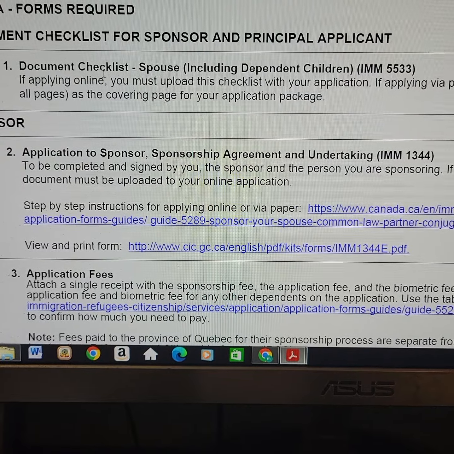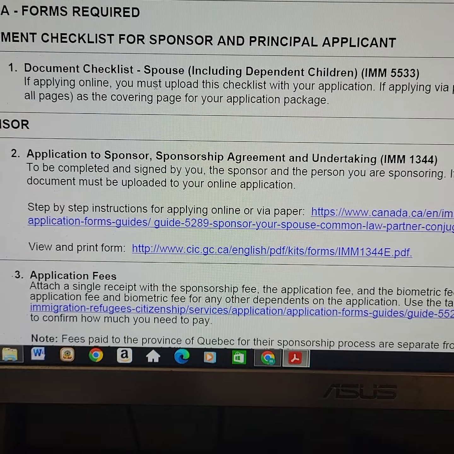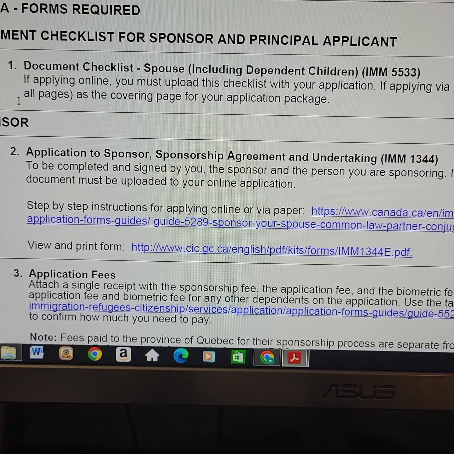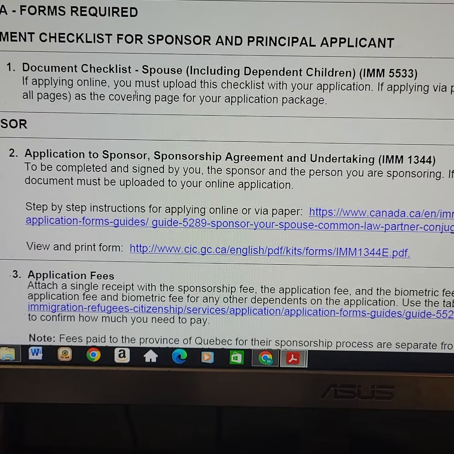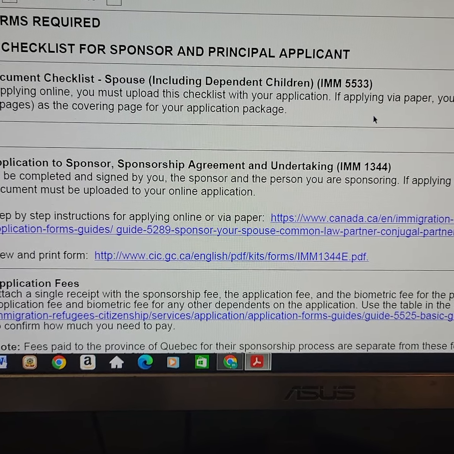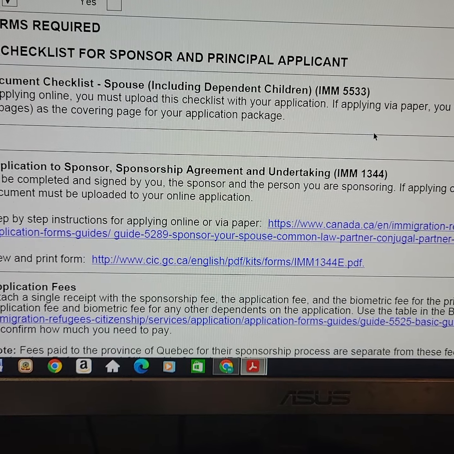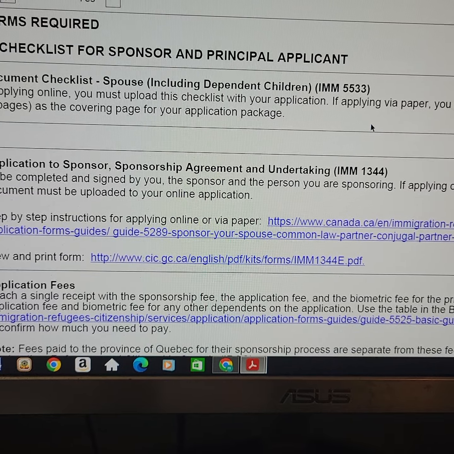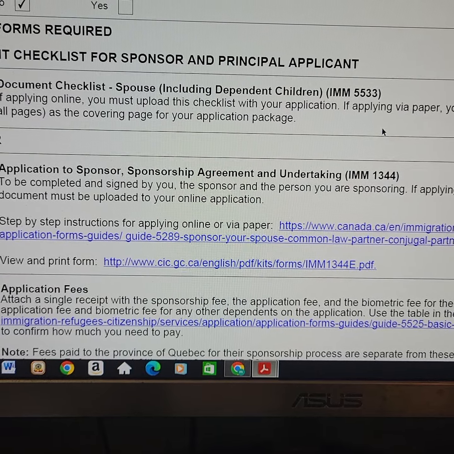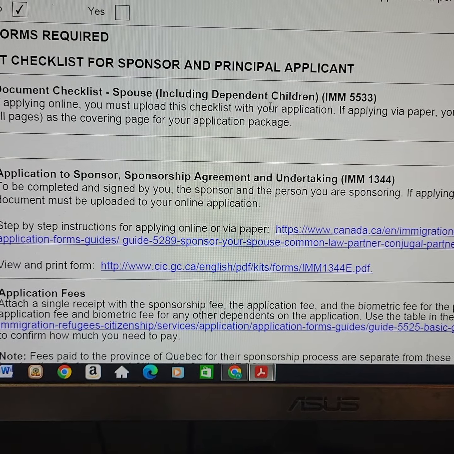Number one, document checklist. Everything that you're checking off means that this is what you are putting into your application. So this would be the document checklist, okay? And this includes dependent children, IMM 5533 form. This would be the form filled out only by the principal applicant. Okay, so if you're a Canadian citizen and your spouse is in Morocco and they've been married before and they have children from that previous marriage, they would have dependent children.